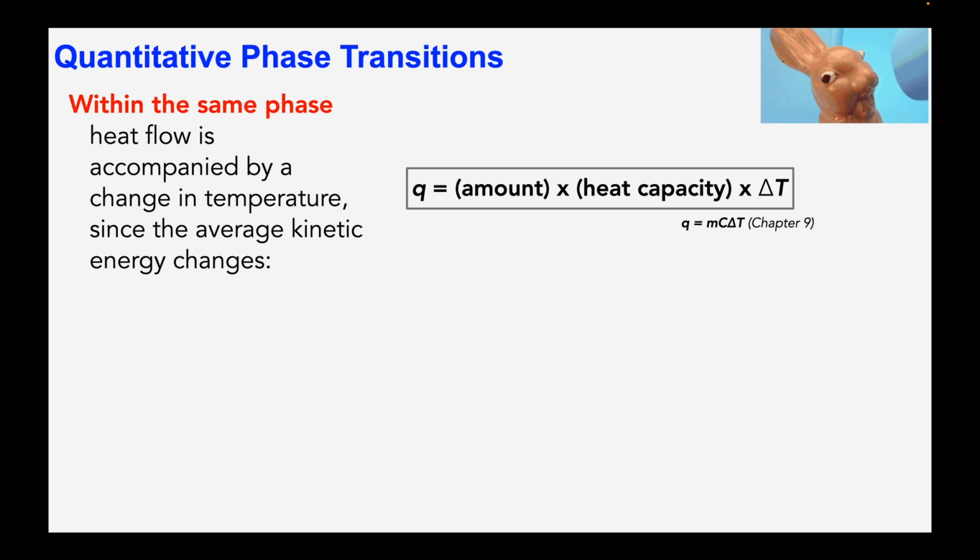And Q, the sign of it, will tell you if it's exothermic or endothermic. So if you add energy, Q will be positive, endothermic. And if you get energy out, Q will be negative, exothermic.